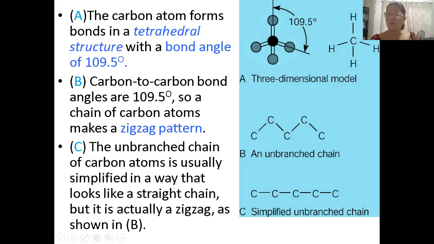Once we write the structural formula for carbon, it can be written like this, but we can also write it as a chain. That's a chain, and this is a straight one, the simplified unbranched chain. If you look here, these are our carbon atoms in a tetrahedral form. This one is in a zigzag form, a zigzag pattern. And this one is straight, linear, simplified. We will find out later how to write this.